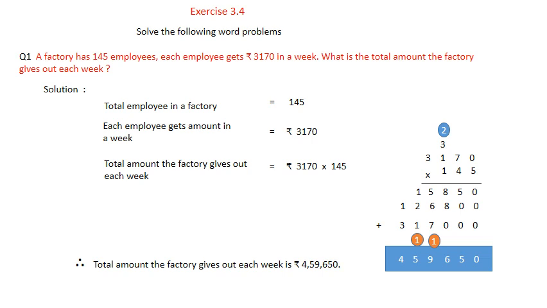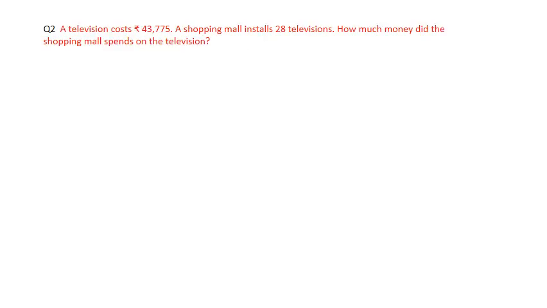Let's come to question number 2. Now what is question number 2? Look here. A television costs rupees 43,775. It means the cost of one television is given as 43,775. Now a shopping mall installs 28 televisions. In a mall, 28 televisions are installed, and the cost of one television is 43,775.